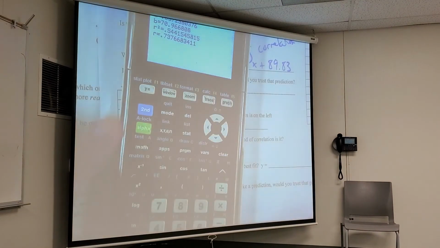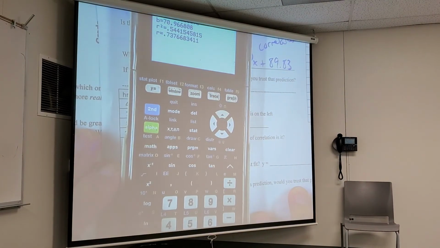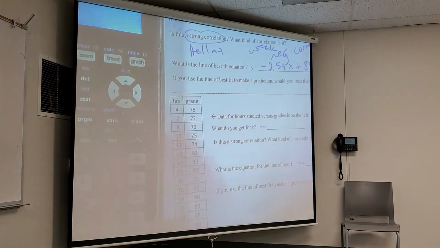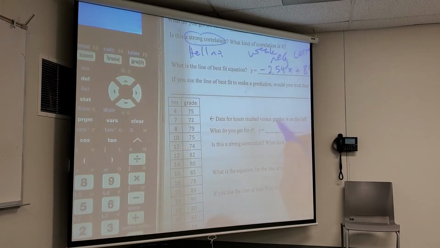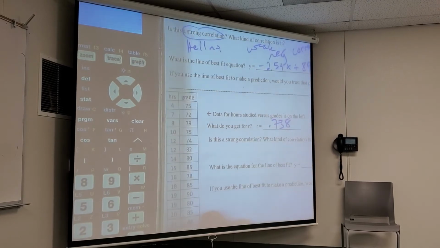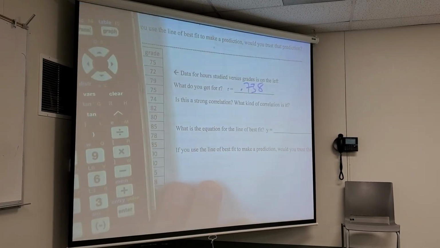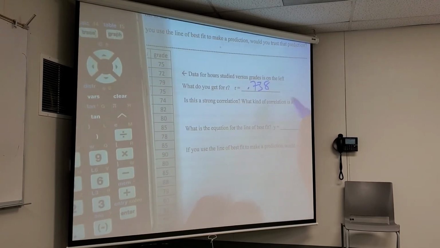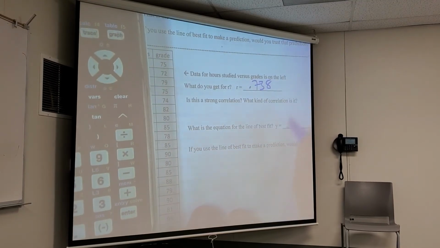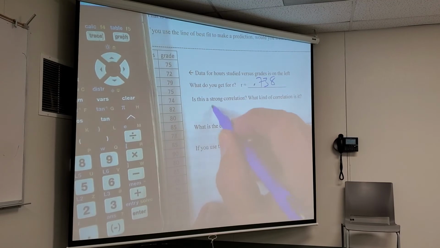Alright, question for her. Do you round it up or is it always 3 spots? 3 spots is good. So for R, I get 0.738. Is this strong correlation? Yeah, it's decently strong.